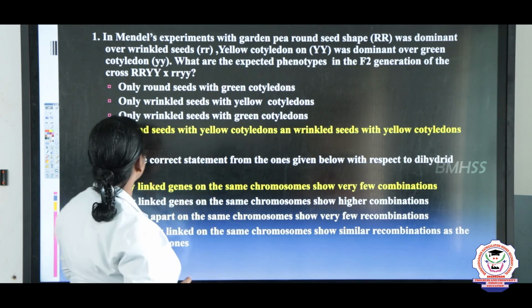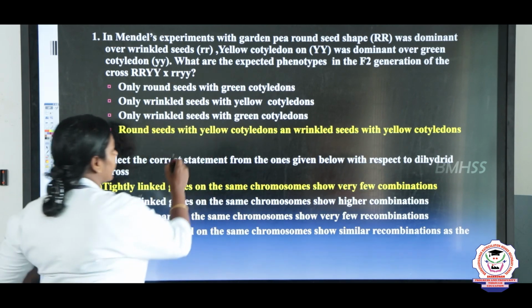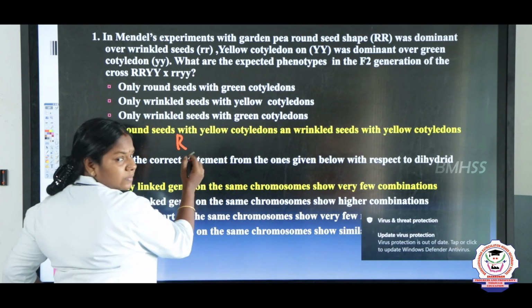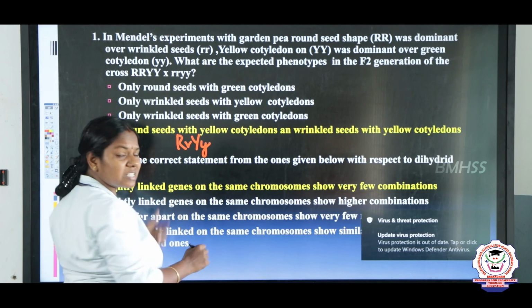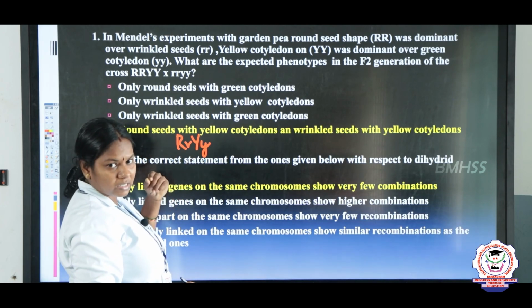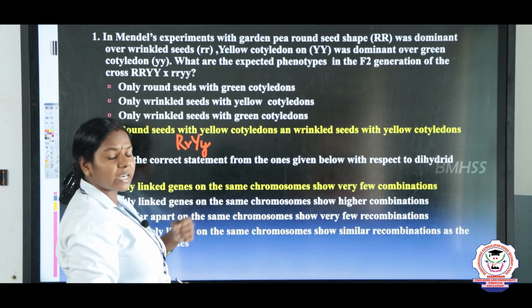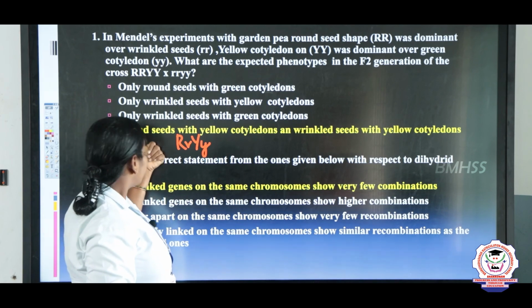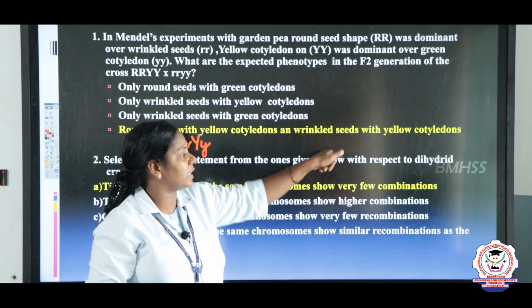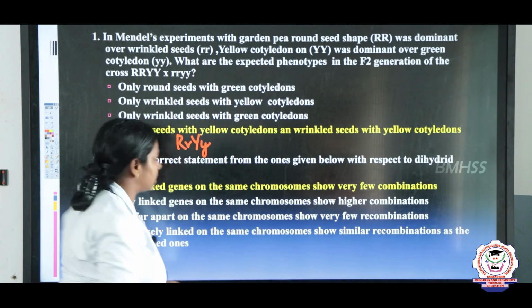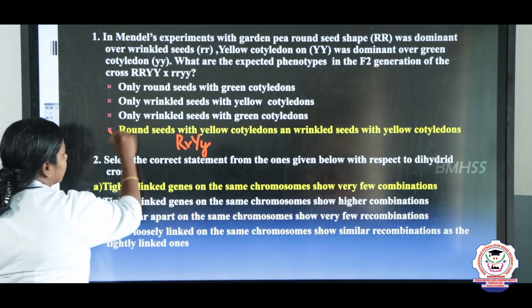What do we get in the F1 generation, children? What is the answer we get? Capital R, small r, capital Y, small y only, right? In this we get the hybrid like this. So when we cross this, we get the round seeds with yellow cotyledons and wrinkled seeds with yellow cotyledons. And so the answer is this.